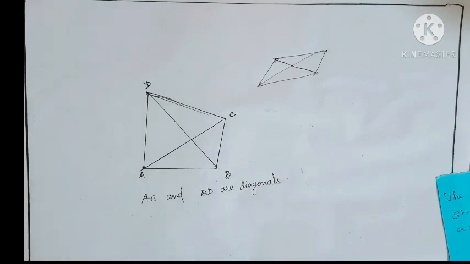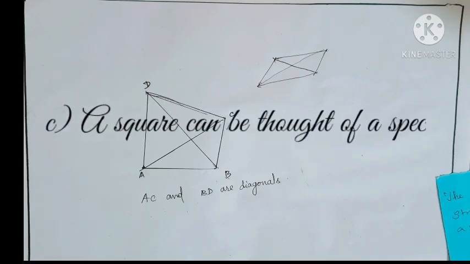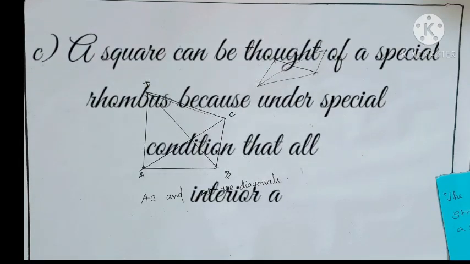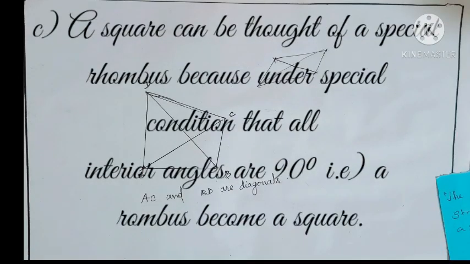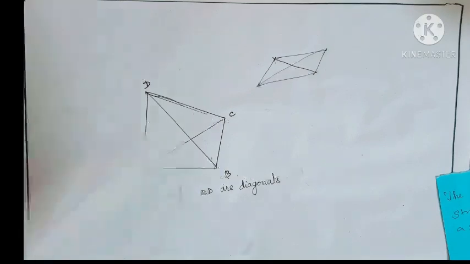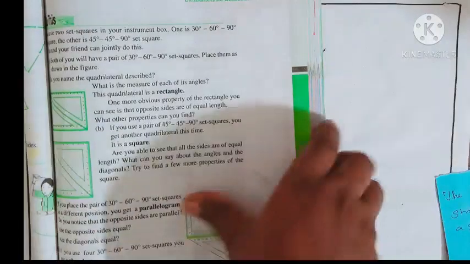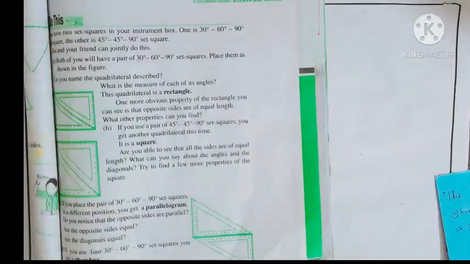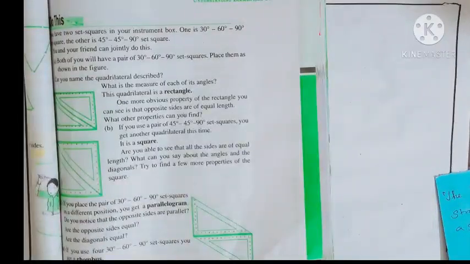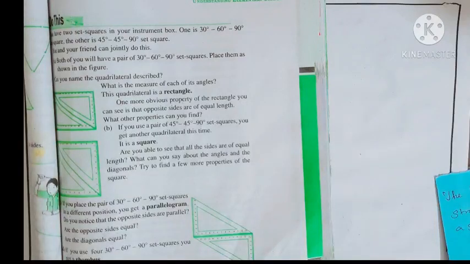Third one, C. A square can be thought of as a special rhombus. How is it? A square can be thought of as a special rhombus because under the special condition that all interior angles are 90 degrees. So we saw the rhombus in the picture, page number 105, isn't it? Here in the picture, you have 90 degrees where all four sides join, isn't it? So that reason also is valid.